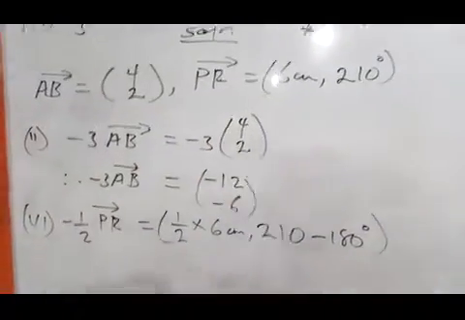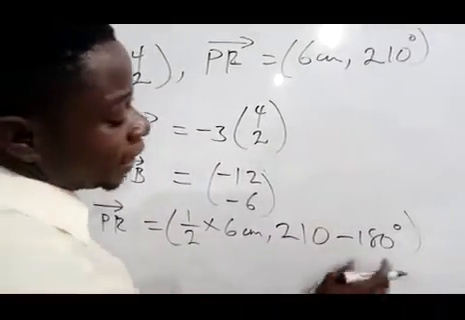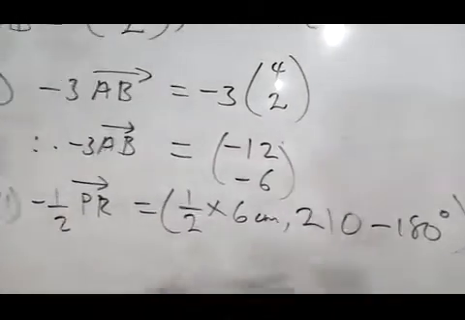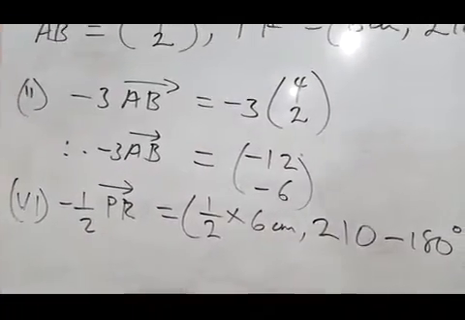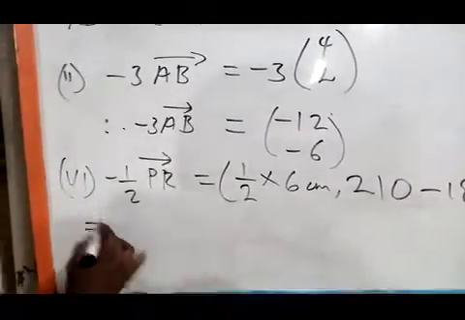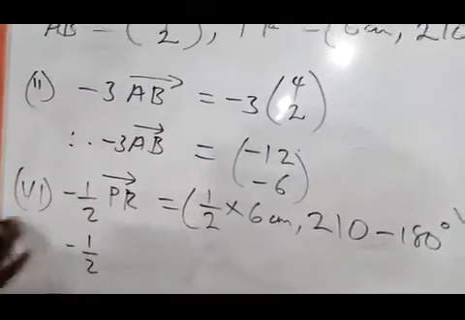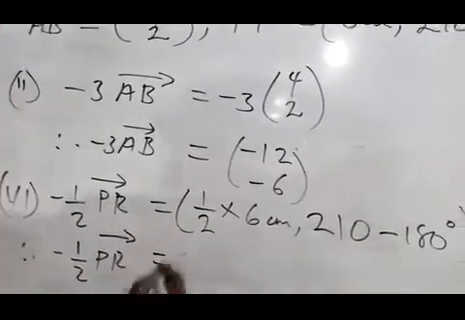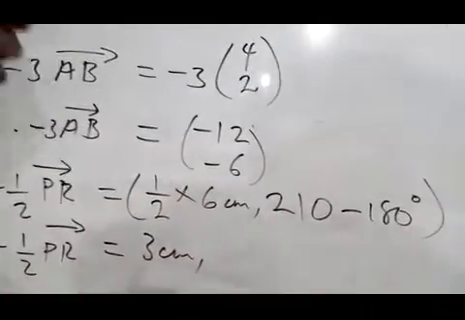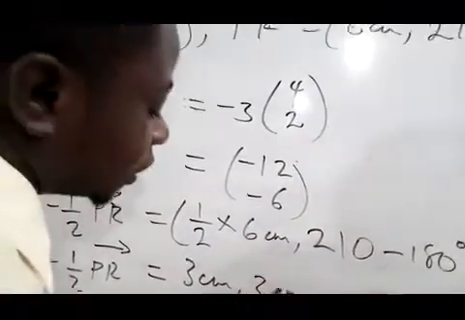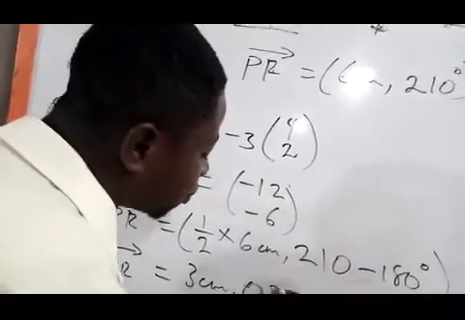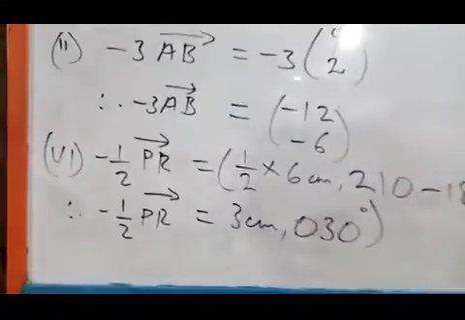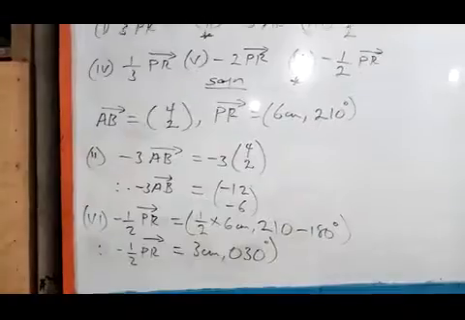Why did we subtract 180 degrees? It is because the number here is bigger than 180, so we subtract 180 from it. With the previous example, we added 180 because the number was less than 180. So half of 6 is 3 centimeters, and 210 minus 180 is 30 degrees. You write it in three digits, 030 degrees. It's as simple as that. You do the rest by yourselves.